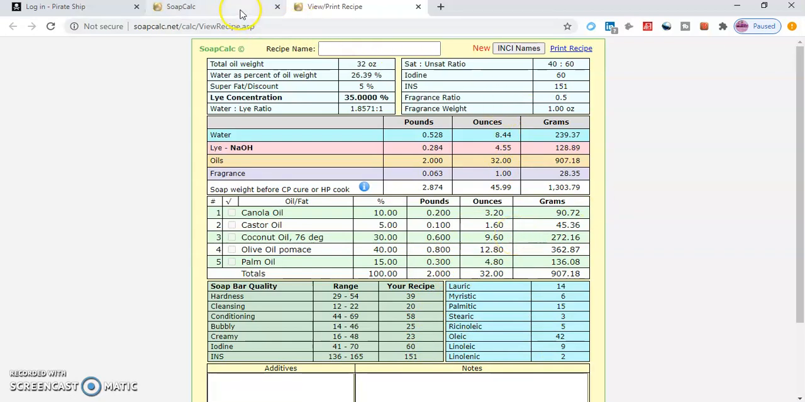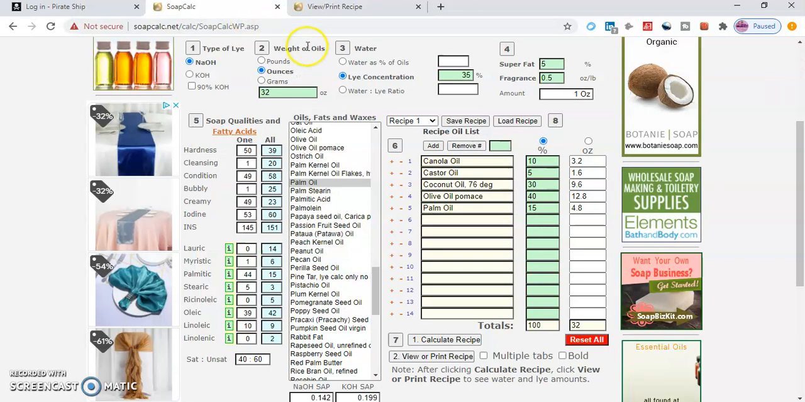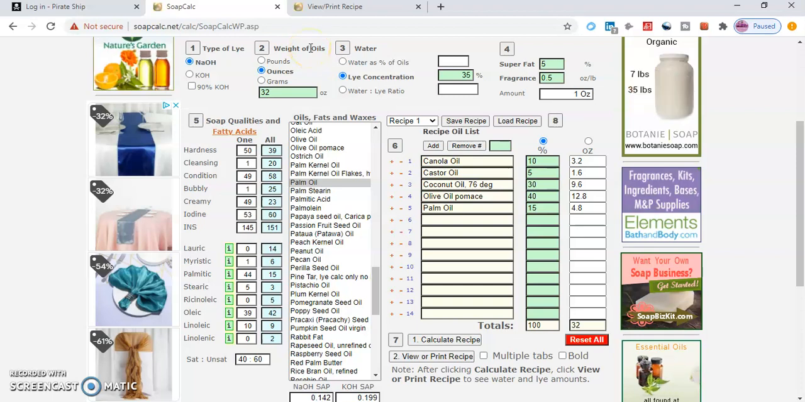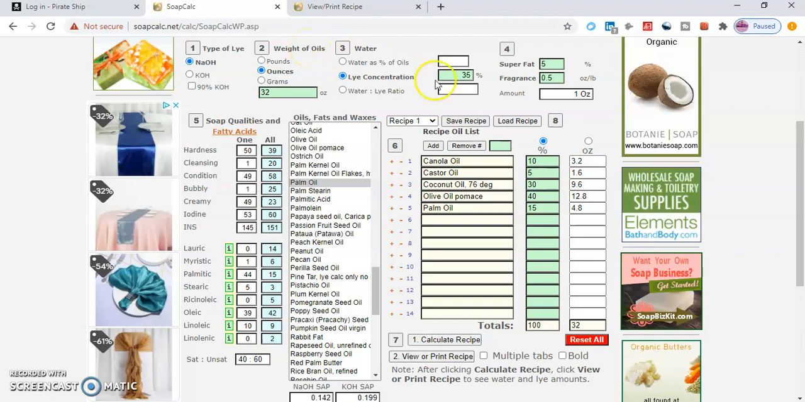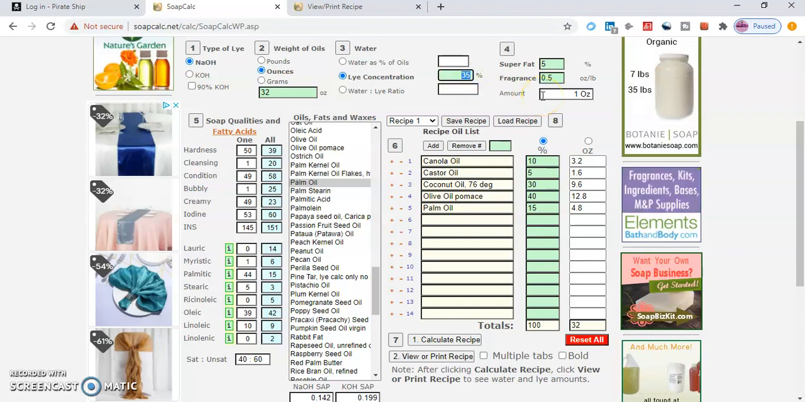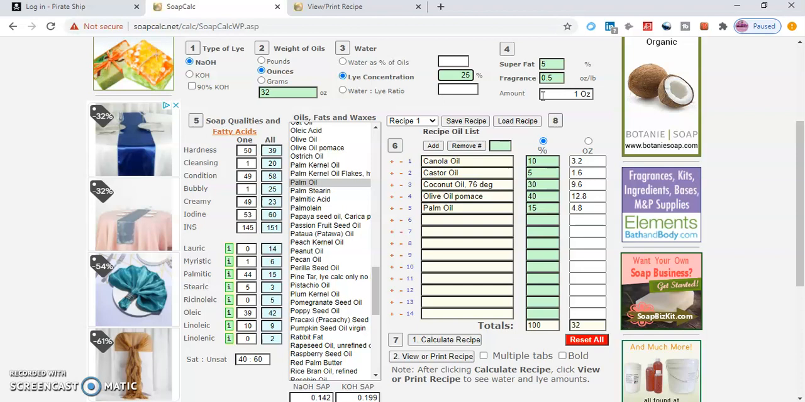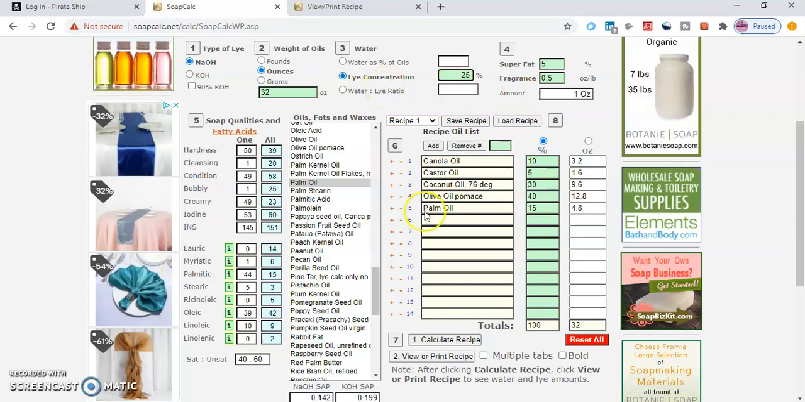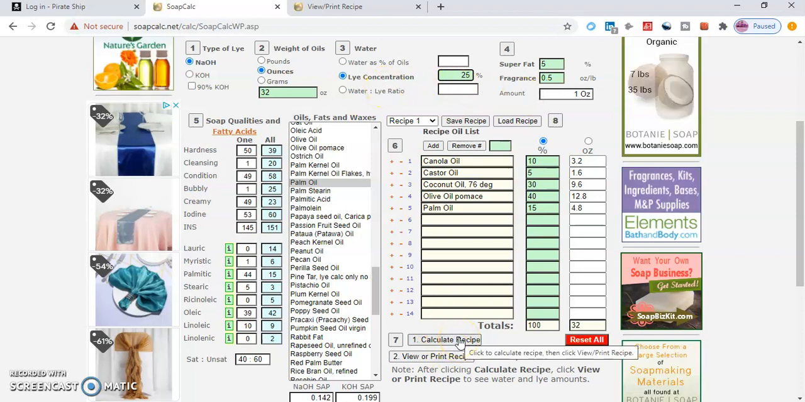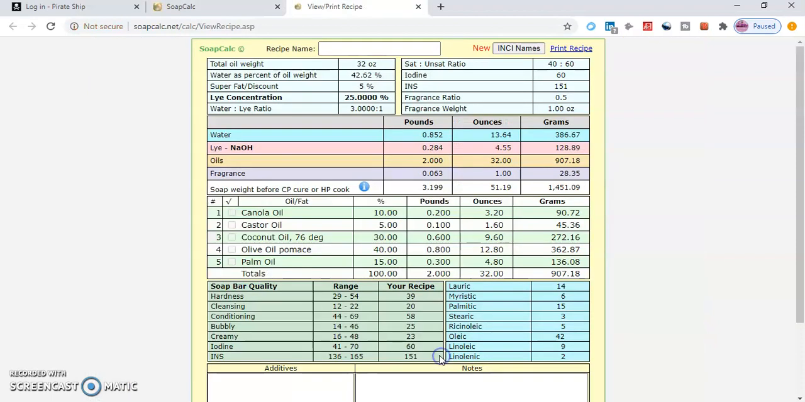Now, what we can do here is go back to our recipe again, same exact recipe, and say if we wanted to make a high water lye solution. Now, on a high water lye solution, we're going to say 25% for our lye concentration. Basically, come over here, calculate the recipe, view our recipe. Now, on this high water recipe, what I want you all to know, you still have your 32 ounces, but look at your water as your percent of your oil weight.